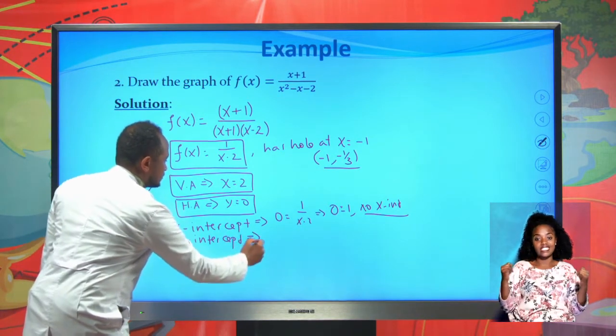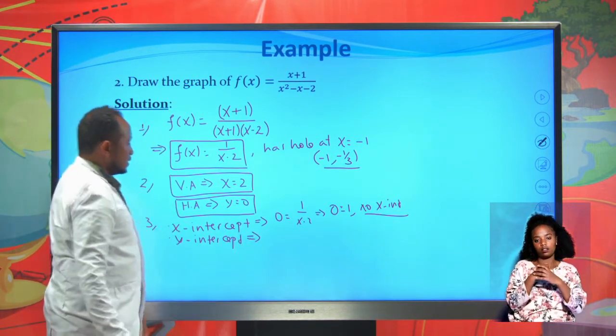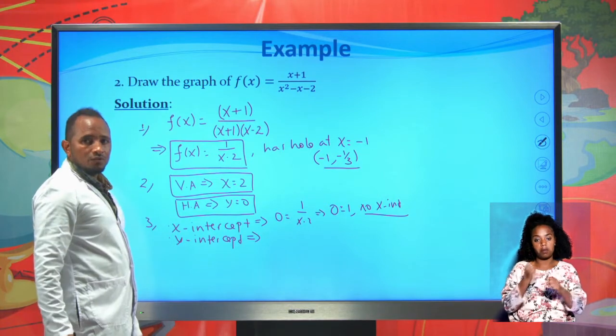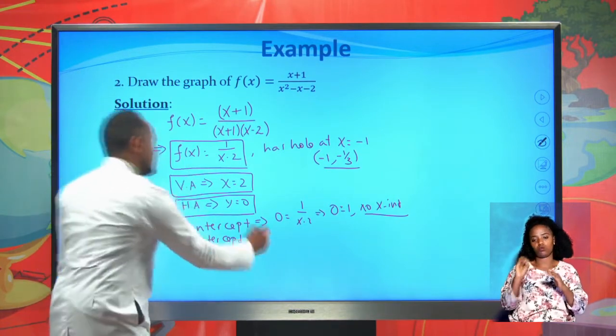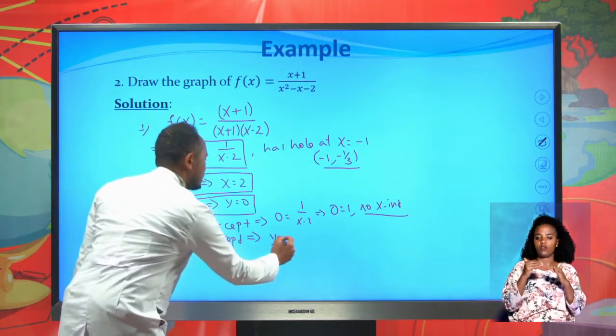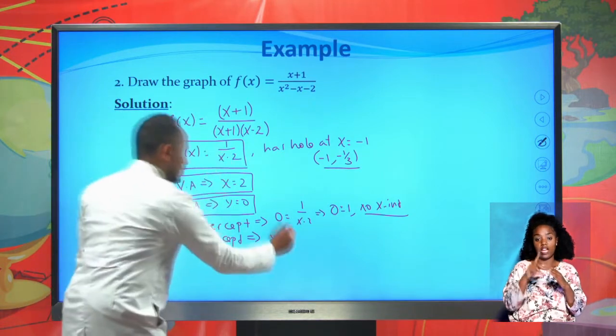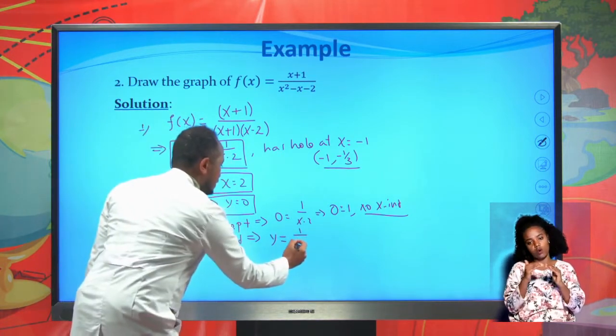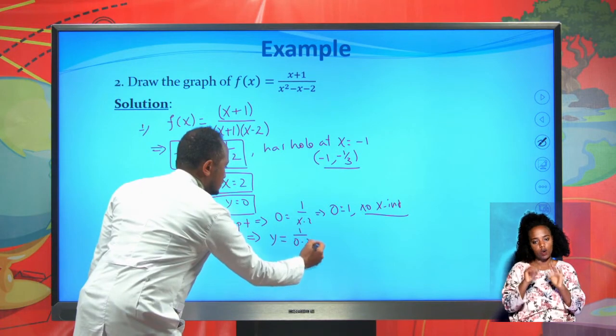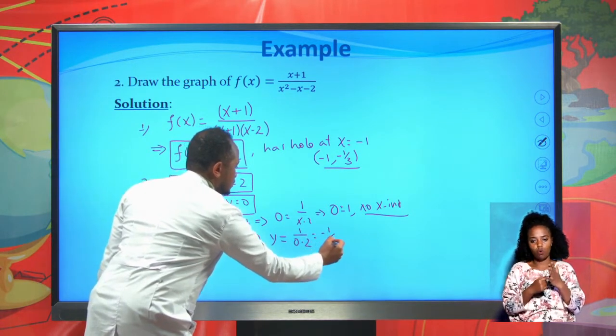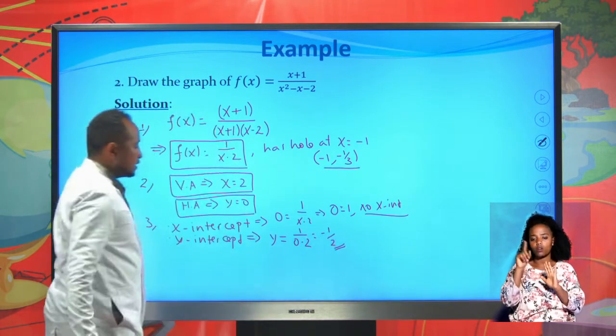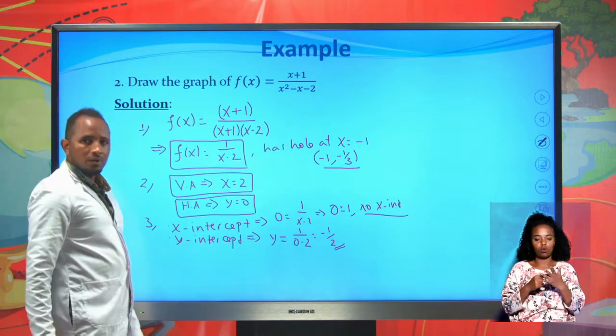Y-intercept: simply make the value of x zero to find the y-intercept. So, y is equal to, when you make x zero, you will have 1 over 0 minus 2. So it is minus 1 over 2. The y-intercept is minus 1 over 2.